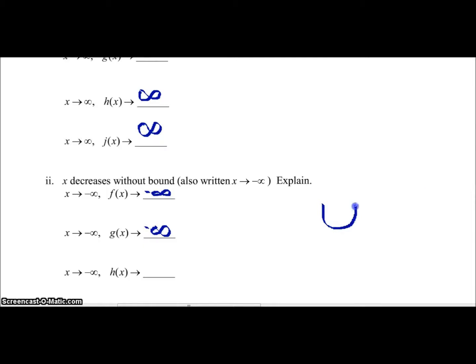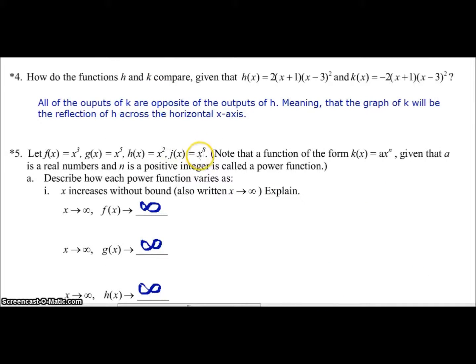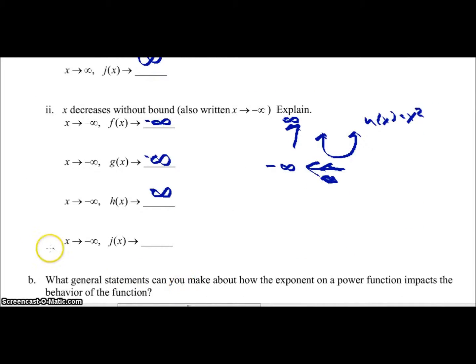But with x squared, which is h of x, as x goes to negative infinity, what happens to x squared? It goes to positive infinity. You can see x is going to negative infinity, because negative infinity is over here. So as we go that way, the output goes to positive infinity, because we're squaring those negatives. Same thing with x to the 8th. If x gets smaller and smaller and smaller, x to the 8th gets bigger and bigger and bigger. So as x decreases without bound, j of x increases without bound. So this is a positive infinity here and here.